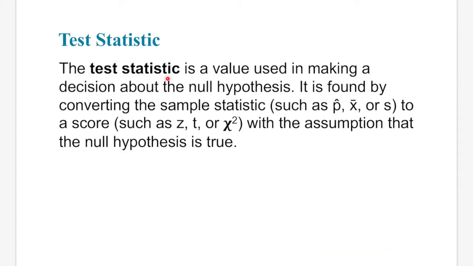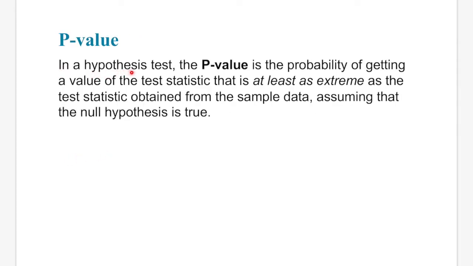The test statistic is a value used in making a decision about the null hypothesis. It is found by converting the sample statistics, such as p-hat, x-bar, or s, to a score, such as z, t, or chi-square, with the assumption that the null hypothesis is true. In a hypothesis test, the p-value is the probability of getting a value of the test statistic that is at least as extreme as the test statistic obtained from the sample data, assuming that the null hypothesis is true.